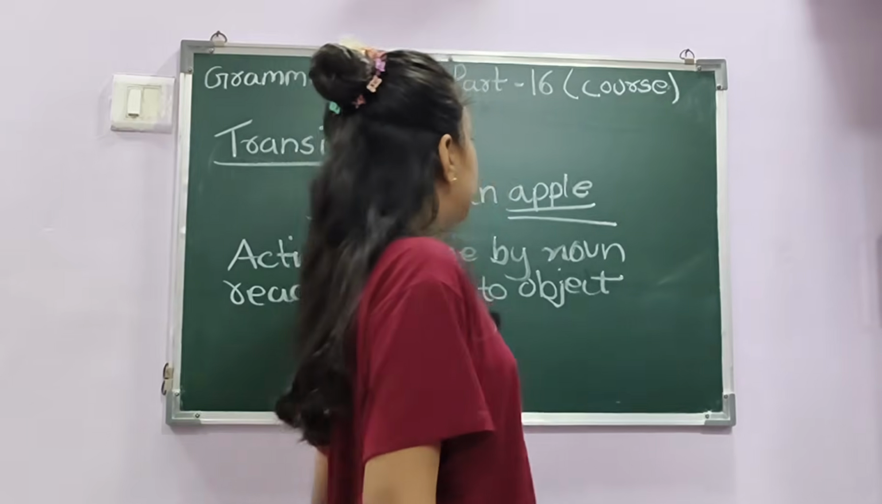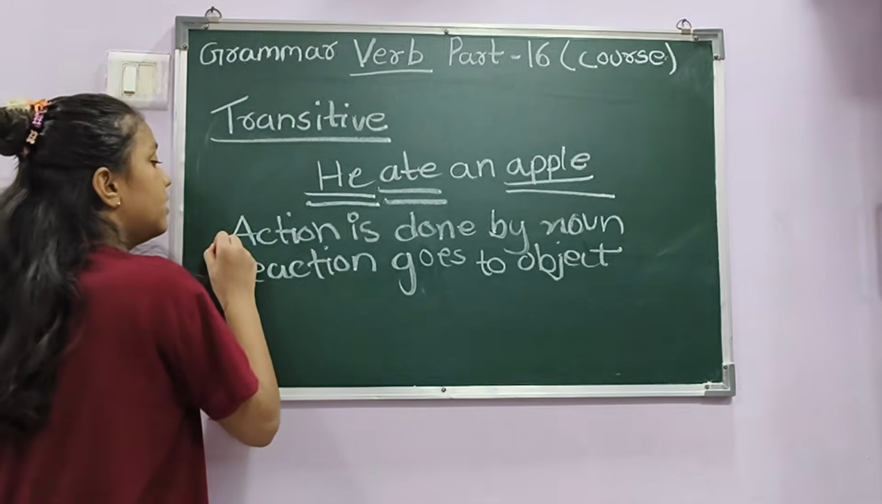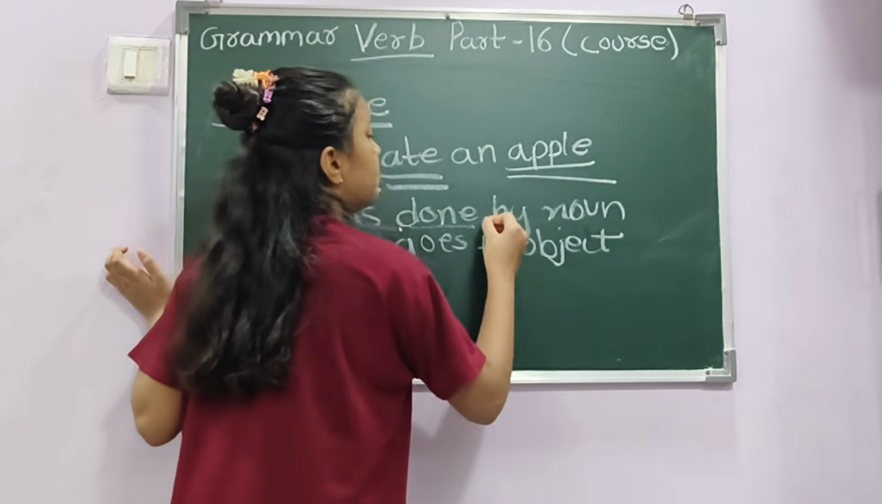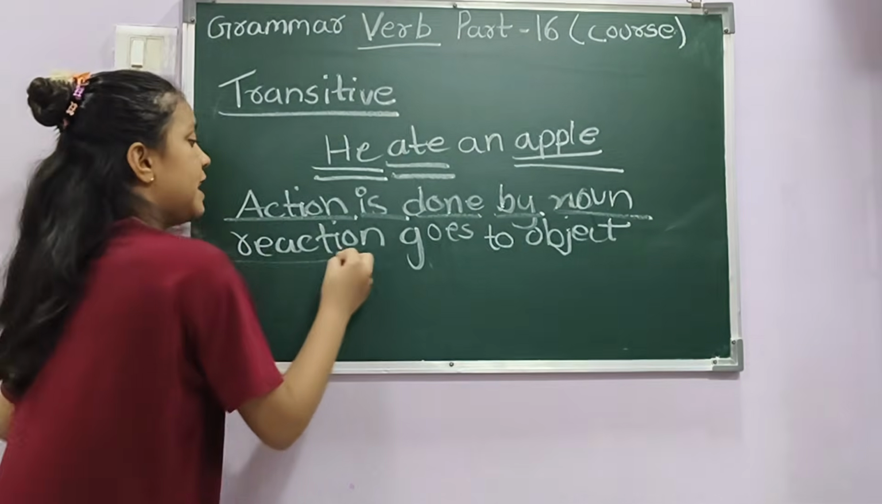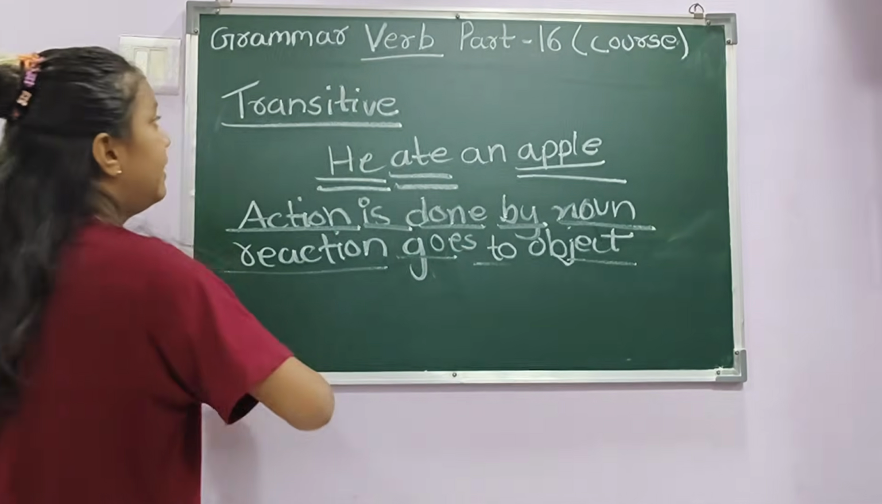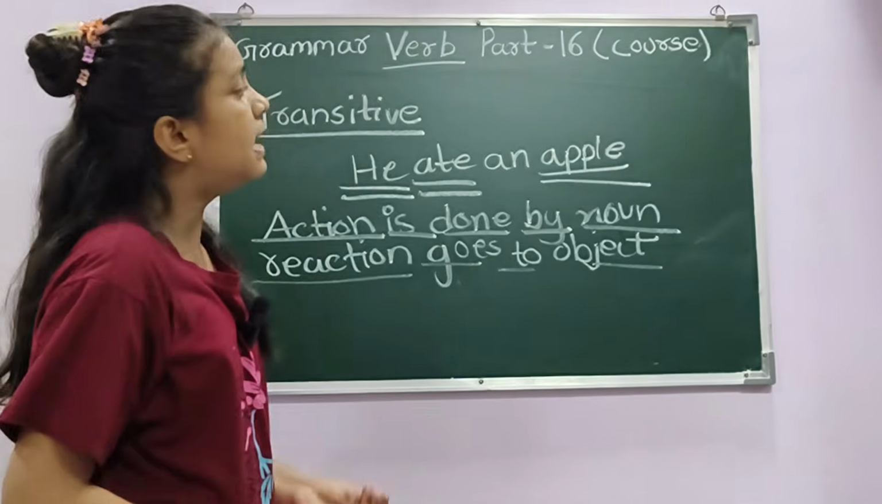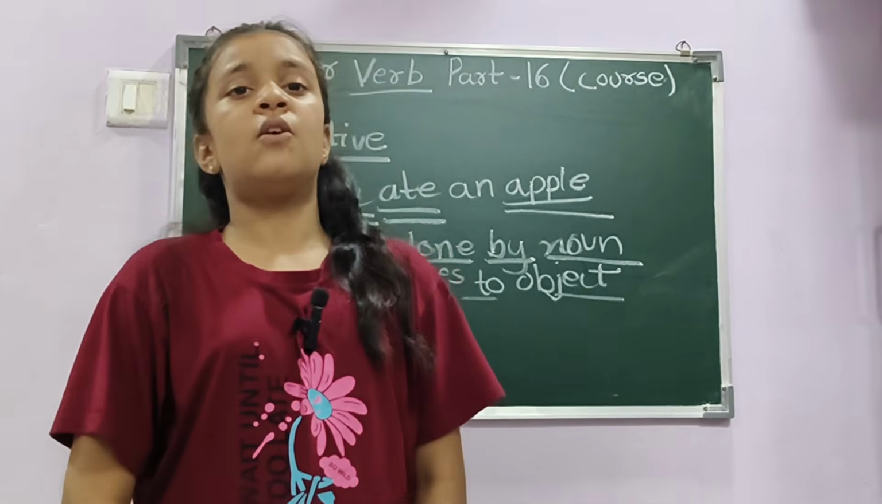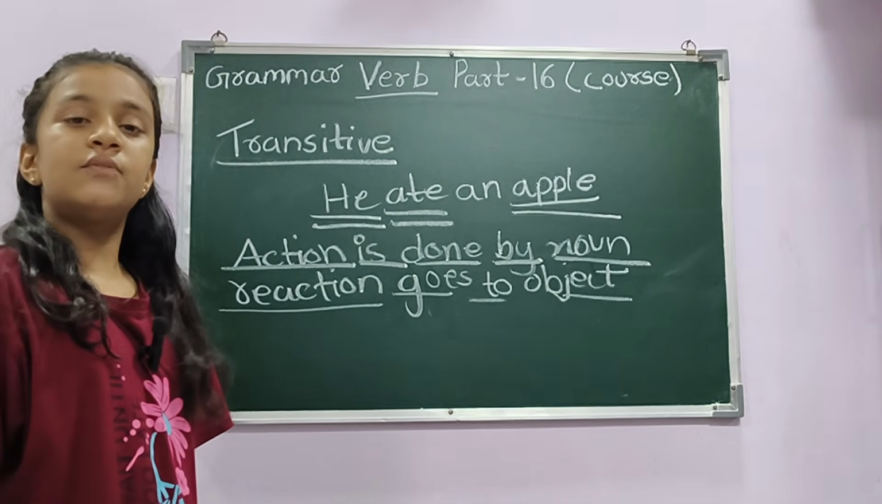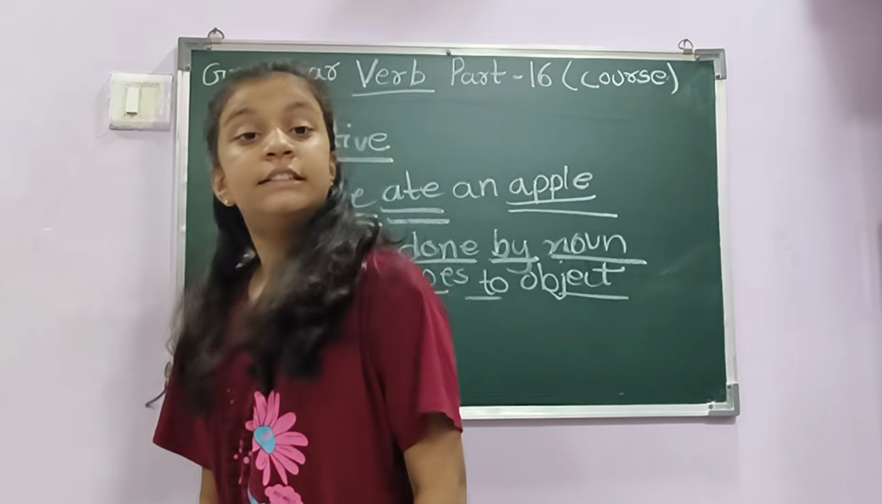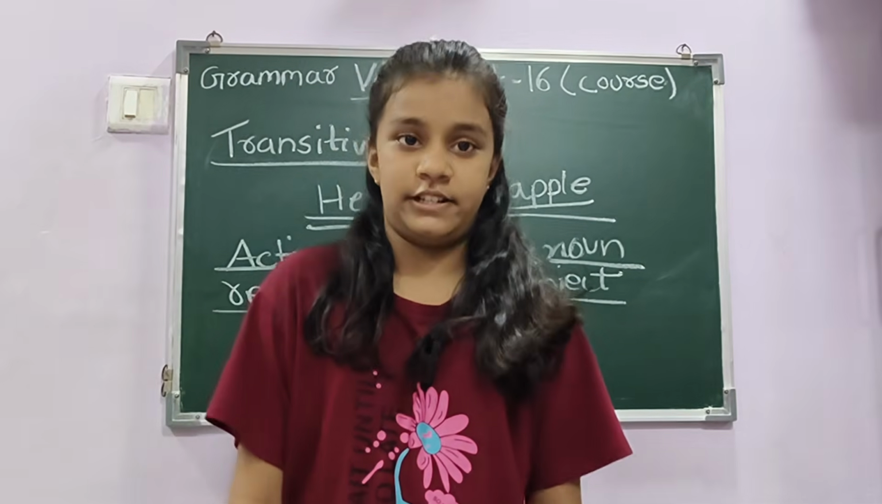Understood? So, see, I will repeat it again. Action is done by noun. Reaction goes to the object in transitive verbs or main verbs. Okay, understood, everyone? Transitive verbs. So let's move towards our next, and that is the intransitive.